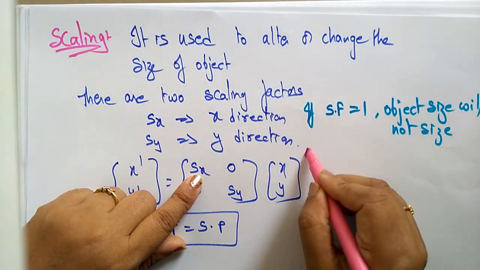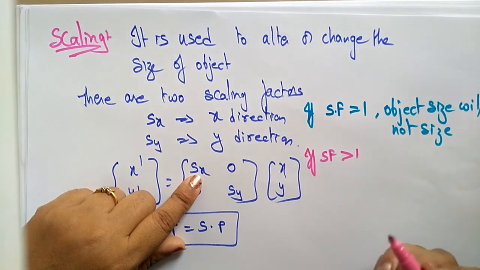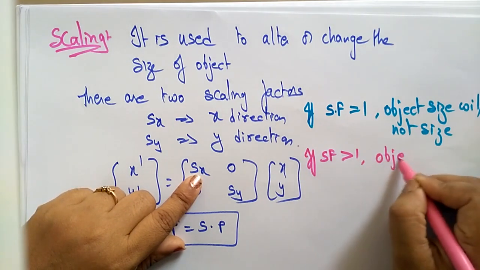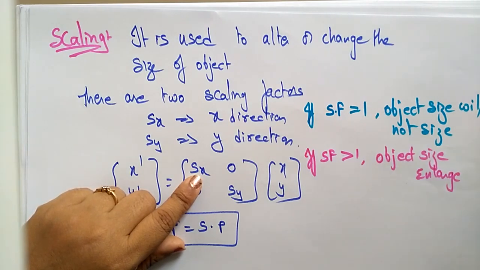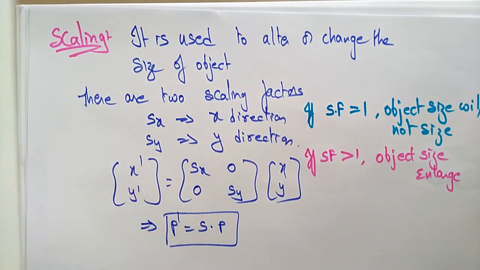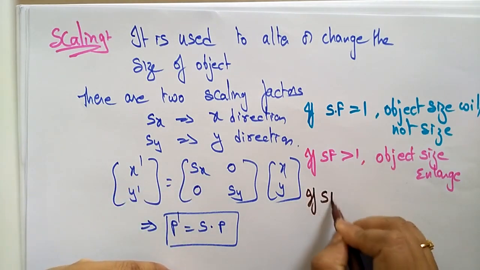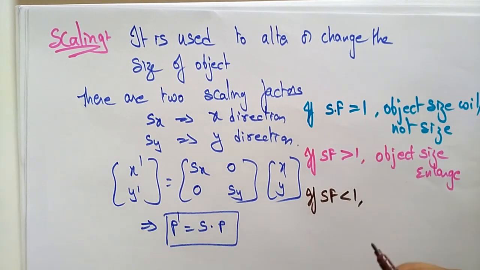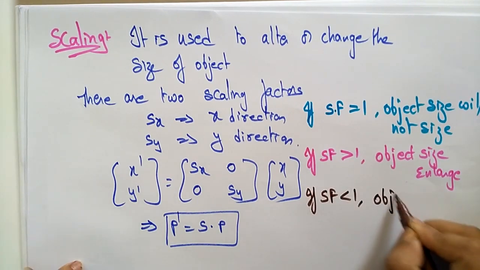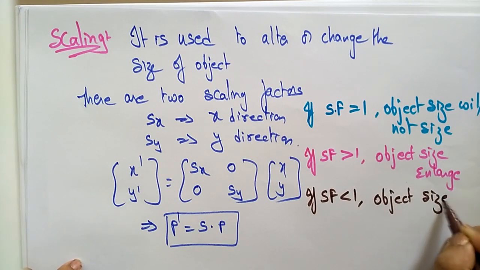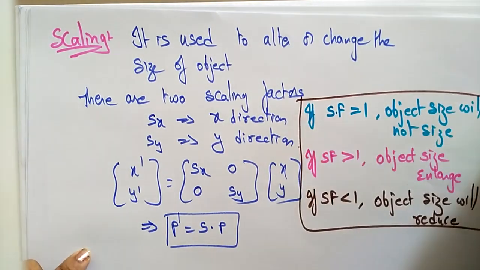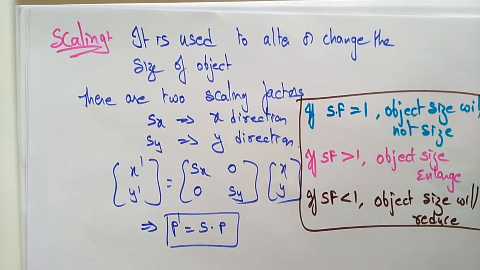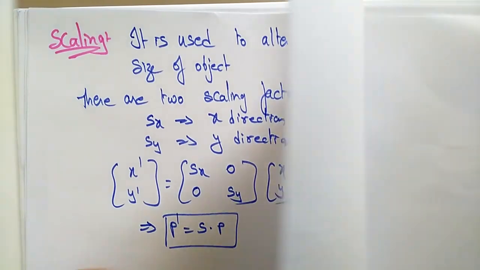Suppose the scaling factor is greater than 1: the object size is enlarged, which means it becomes big compared to the original one. If the scaling factor is less than 1, the object size will reduce. Less means reduce. So just remember these points. Let's take an example, then you will clearly understand how the scaling factor affects the object.